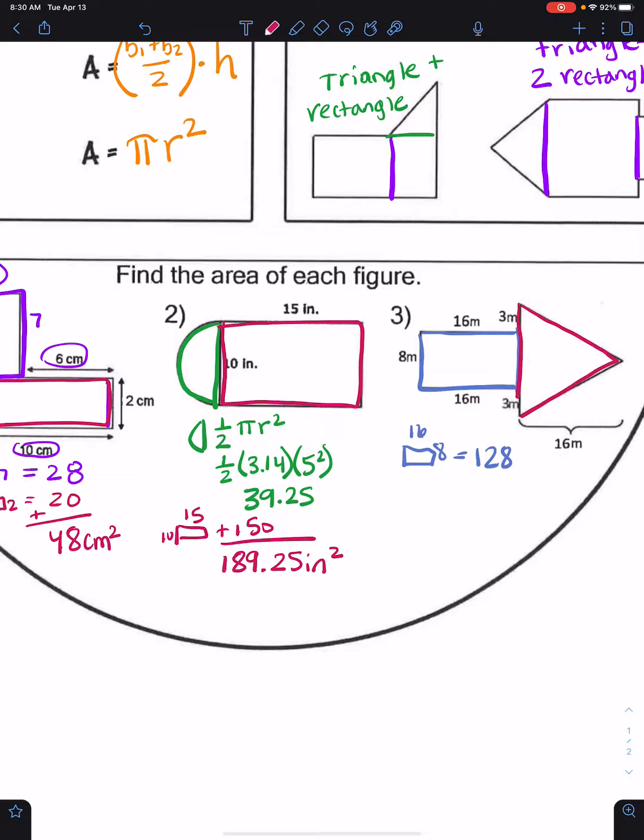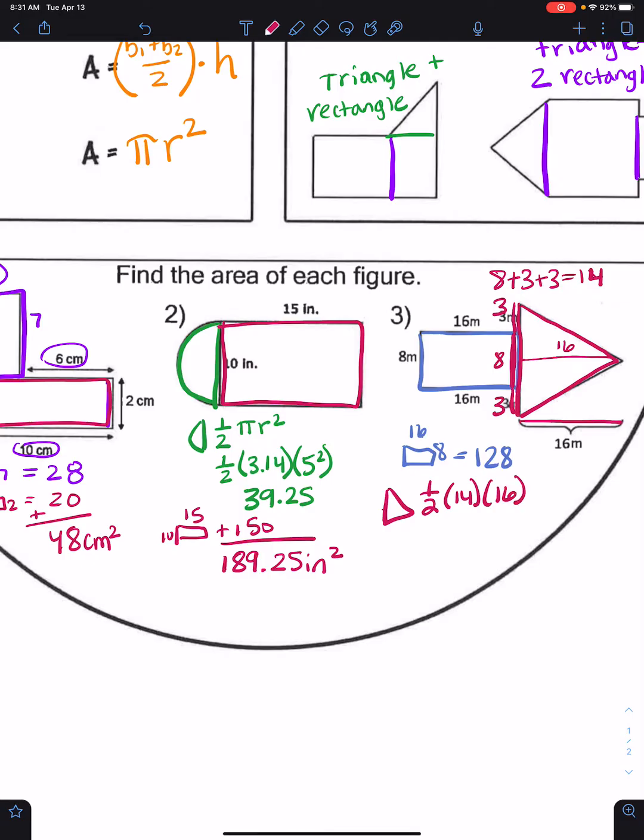The triangle, it tells us right here that the height of the triangle is 16. But what's the base? The base from here to here is 8, but then we have another 3 over here and another 3 over here. So the base is really 8 plus 3 plus 3, which is 14. I was going to say 16, which would be wrong. So the triangle is 1/2 of the base, which is 14, times the height, which is 16. So that's like 7 times 16, which is 112.